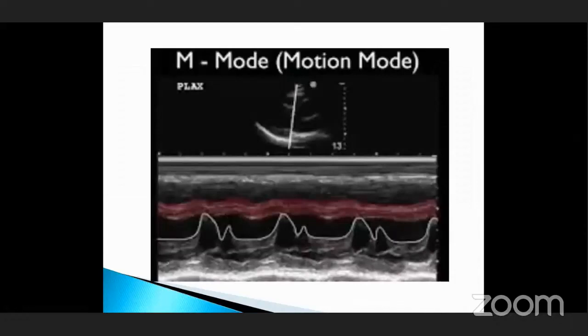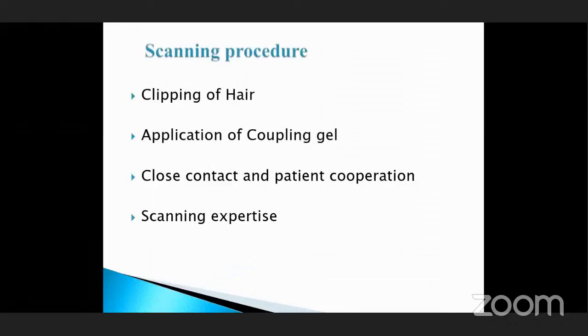This is again the M mode, which will show the motion and position of the echoes. Now about the scanning procedure. Before going for the scanning, patient preparation is very important in ultrasonography, because without it you cannot scan a particular organ. The scanning procedure involves clipping of hair, so that the area should be devoid of dirt and dust.